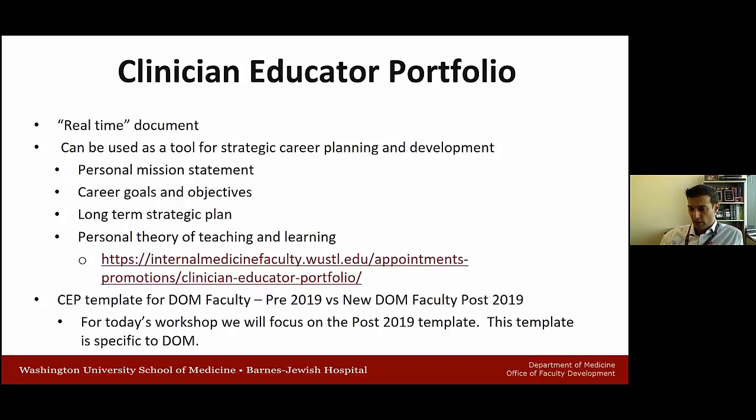For those that have been around long enough, there was a template for the CEP that was in place prior to 2019. Over the last 2 years, there's been a new template. There have been a few workshops since then, sort of highlighting the changes. Definitely most should be converted to the post-2019 template. They are minor differences, but they are differences, and we can highlight that when we get into our little subgroups.